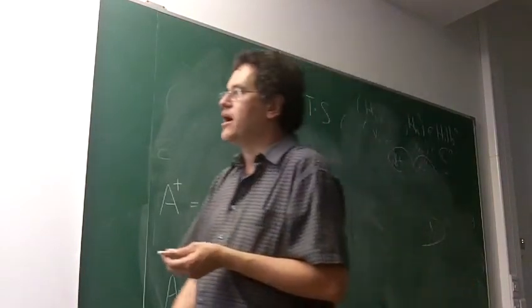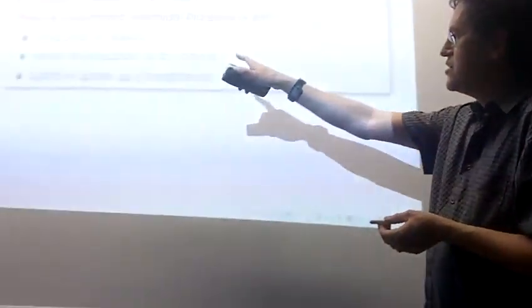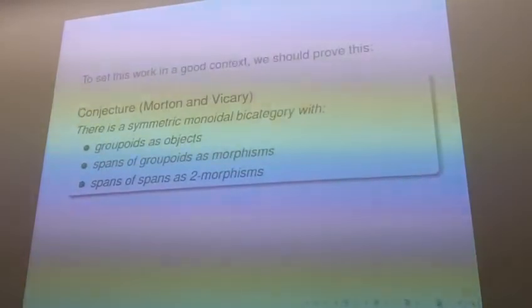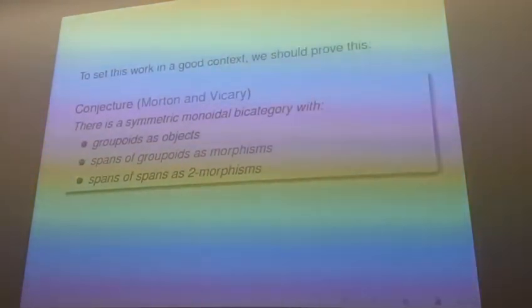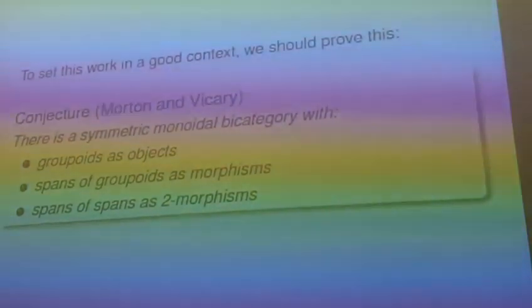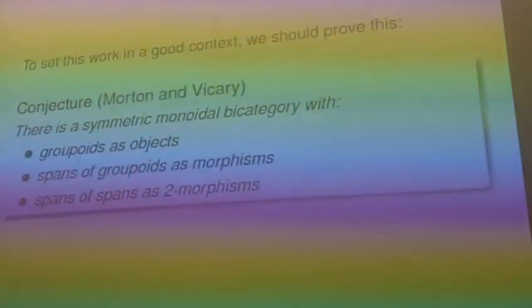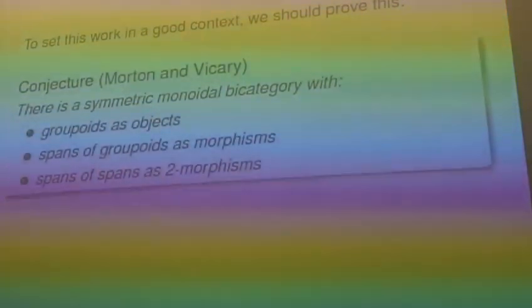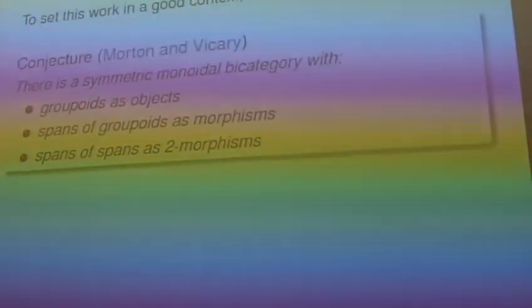But there really should be a symmetric monoidal bicategory that has groupoid spans and spans of spans as its structure, and that's something you should be able to prove to set up. It's like setting up the infrastructure of linear algebra at this categorified level.